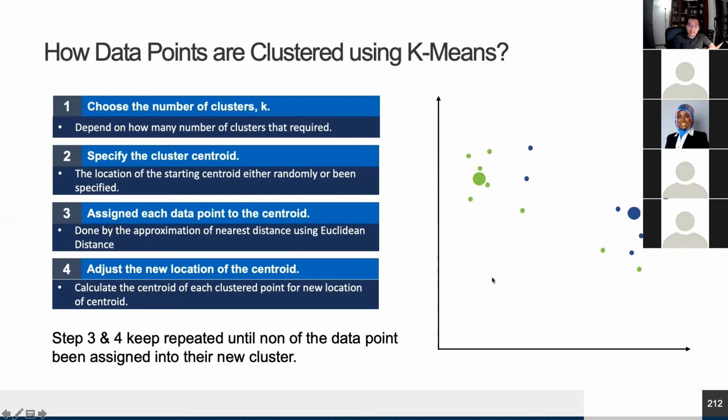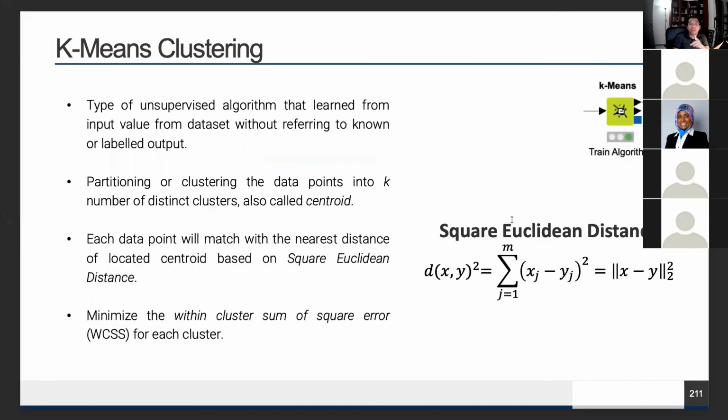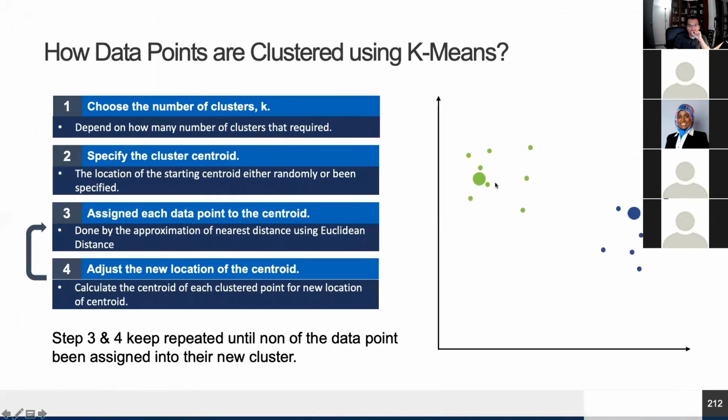So when it does another iteration, it will recompute to find. Now, previously it belonged to this cluster, but now it belongs to this cluster. Okay, because they're near to this centroid. And how they measure the distance is based on squared Euclidean distance. This is its concept. Okay, using squared Euclidean distance.